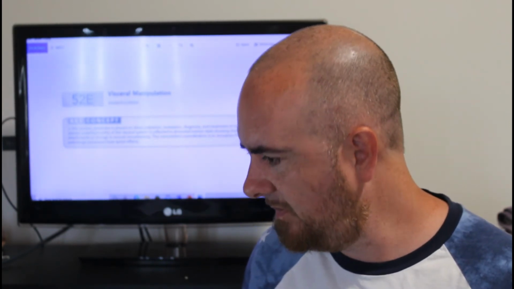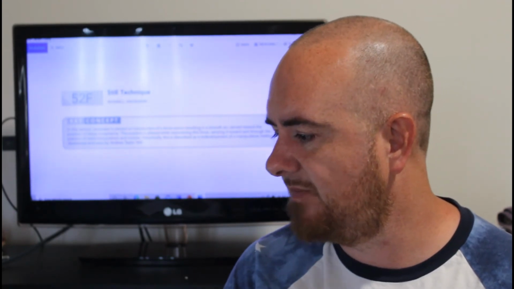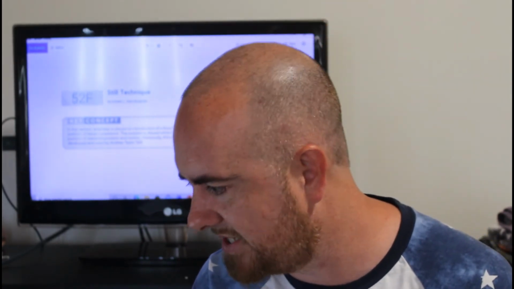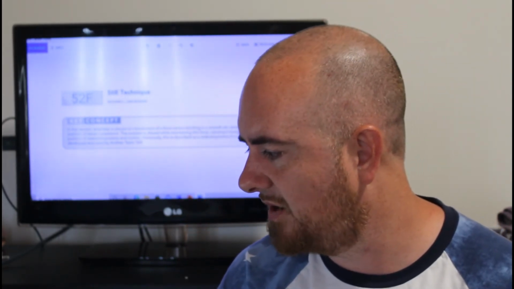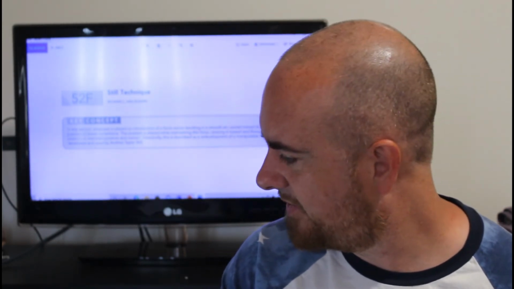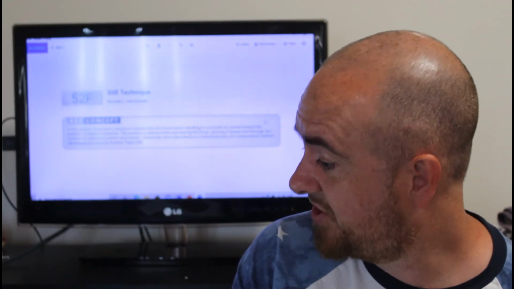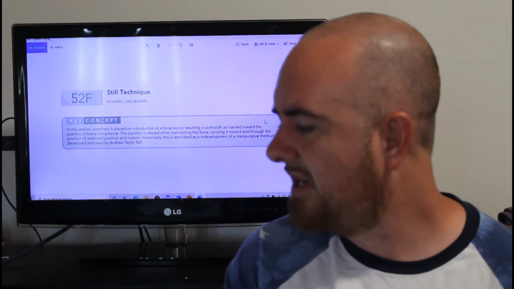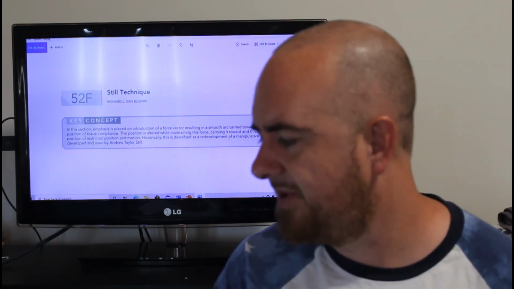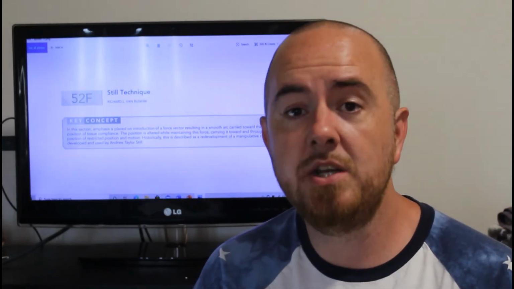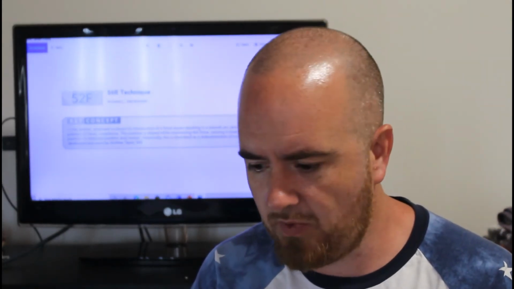Still technique. In this position, emphasis is placed on the introduction of a force vector, resulting in a smooth arc carried towards a position of tissue compliance. Position is altered while maintaining this force, carrying it toward and through the position of restricted motion. That is an oddly written sentence. Historically, this is described as a redevelopment of a manipulative method developed and used by Andrew Taylor Still. So essentially, it's go indirect followed by going direct, right?